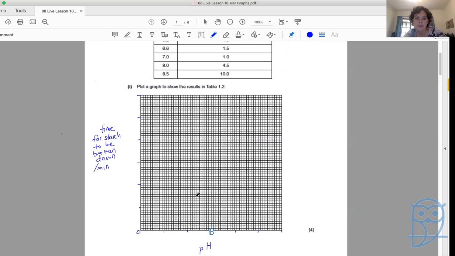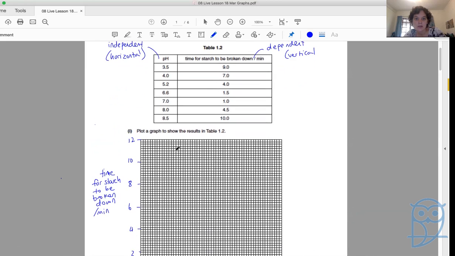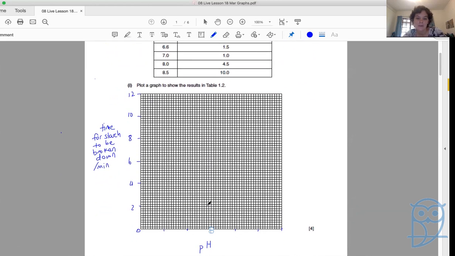Okay, so we need to go up to 10 on our vertical axis. 1, 2, 3, 4, 5, not going to work, but then it's a good indicator that 2, 4, 6, 8, 10 is going to work. Okay, pH, we need to go up to 8.5 or 9. 1, 2, 3, 4, 5, 6, not going to work. 2, 4, 6, 8, 10, 12 is going to work. And we're going to use basically the vast majority of our grid.